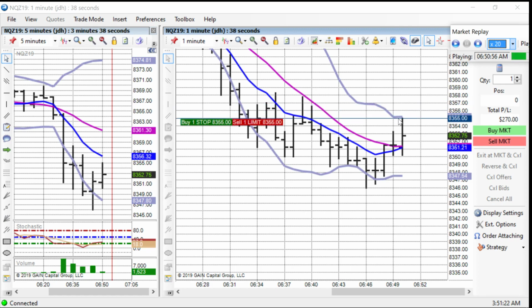I don't like to see these bands on trend changes. I don't like to see them constricting or coming in against the direction you're trying to trade. I like to see them expanding outward if it's legitimate.